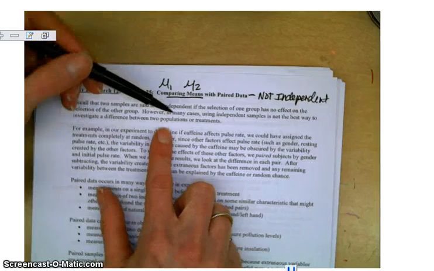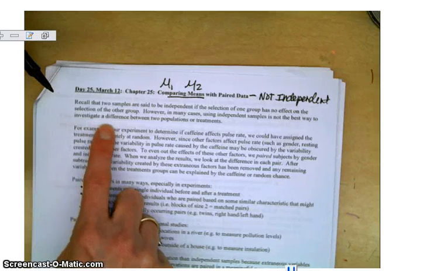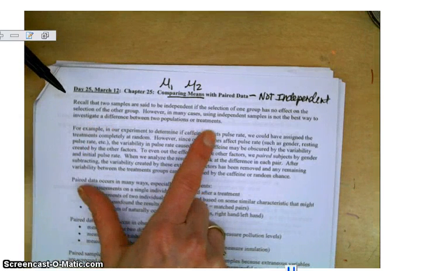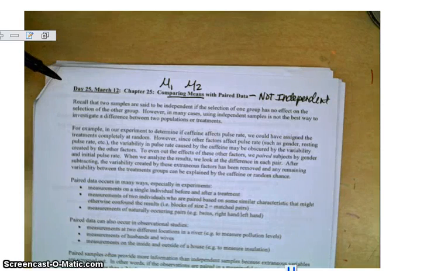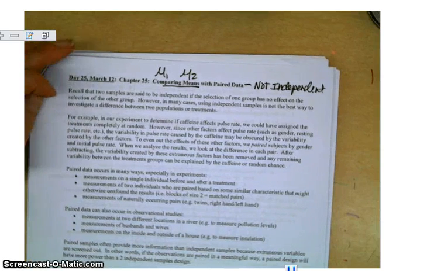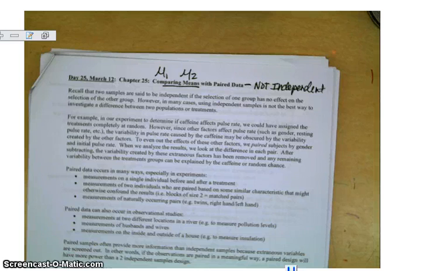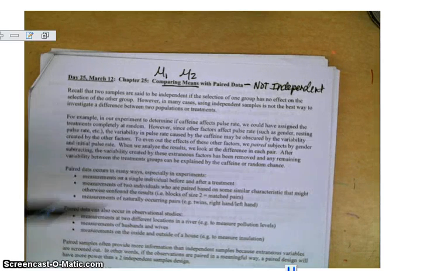So in a lot of cases, using independent samples is not the best way to investigate a difference between two populations or two treatments. If you think of products we use on our bodies, like skincare stuff or shampoo, acne solutions, hair growth stuff, a lot of times it's best if you pair people that have similar skin problems or similar types of hair, and you pair them up, one to use the old and one to use the new product. You can also pair someone up with themselves.